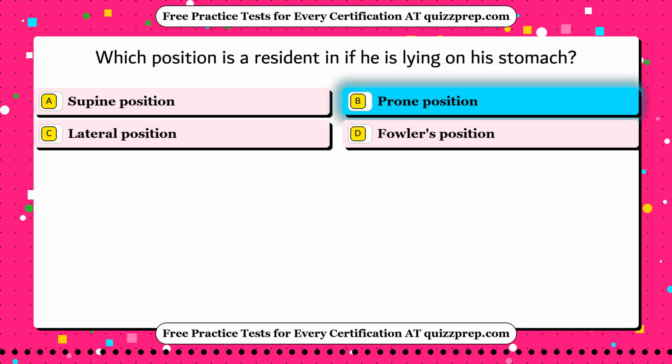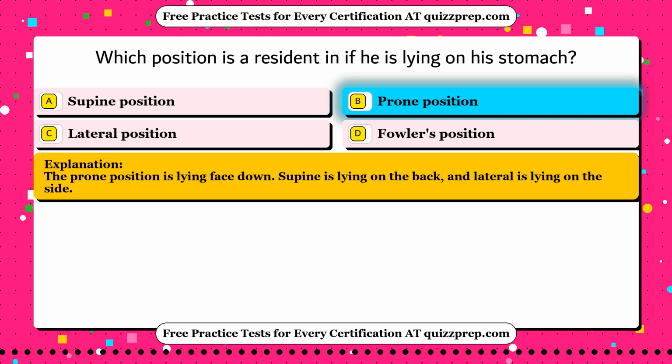The correct answer is Option B, prone position. The prone position is lying face down, supine is lying on the back, and lateral is lying on the side.